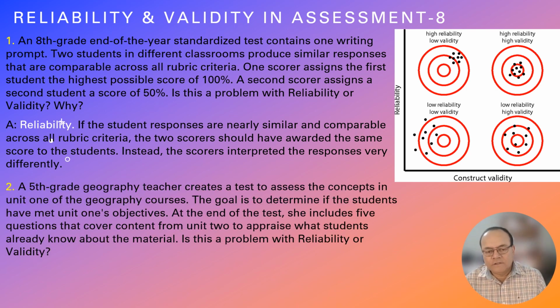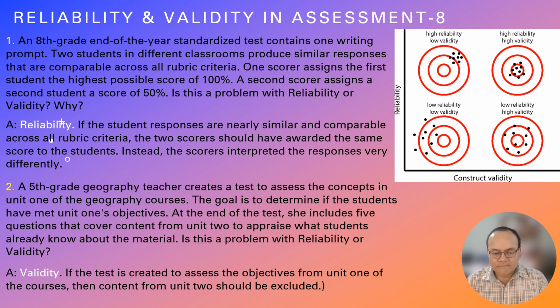A 5th grade geography teacher creates a test to assess the concepts in Unit 1 of the geography course. The goal is to determine if the students have met Unit 1's objectives. At the end of the test, she includes 5 questions that cover content from Unit 2 to appraise what students already know about the material. Is this a problem with reliability or validity? Now notice that she's trying to measure something that she hasn't taught the students yet. Validity. If the test is created to assess the objectives from Unit 1 of the course, then content from Unit 2 should be excluded. Otherwise, the test itself is wrong.